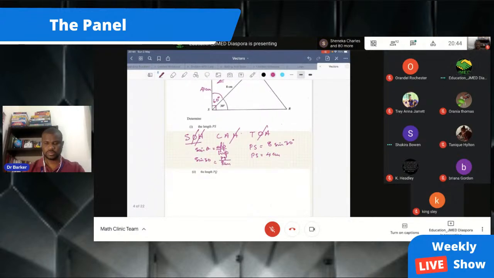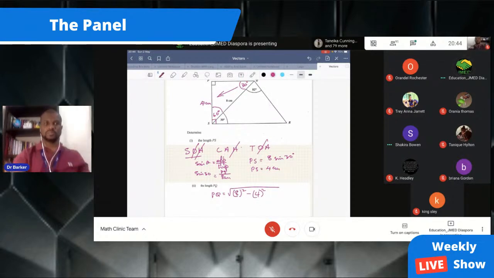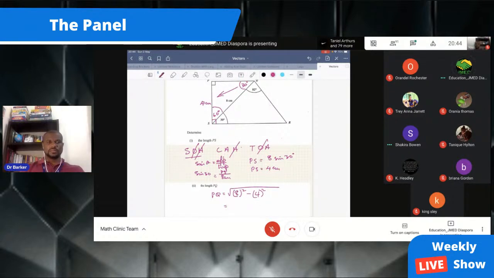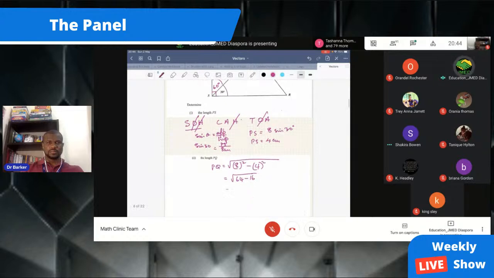So PQ would be equal to the square root of 8 squared minus 4 squared. Agree? So 8 squared is what? 64 minus 16. So PQ is the square root of what? 48.